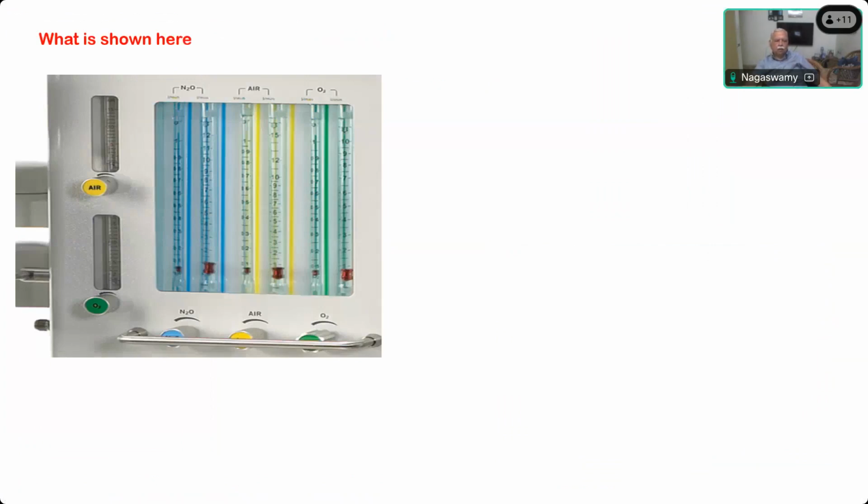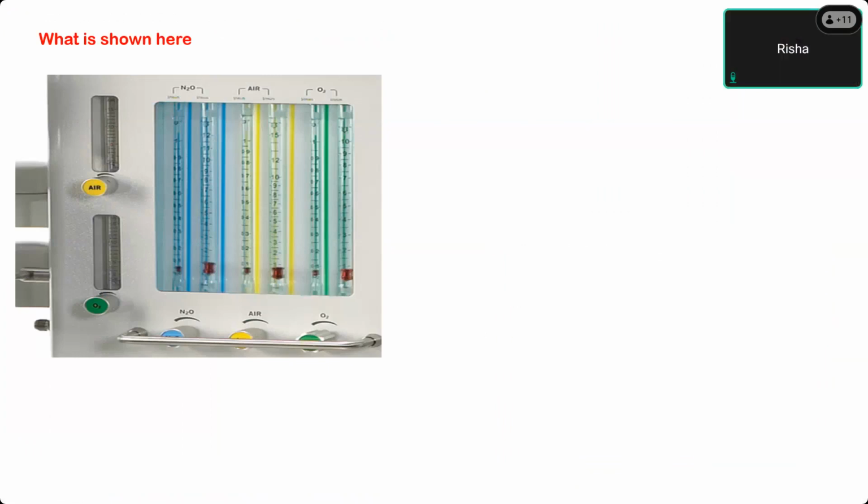But still, what all the things that you are seeing here? A twin tube flow meter assembly. Very good. Twin flow tube flow meter for three gases: nitrous oxide, air, and oxygen. Excellent. Then what else do you see? There is another flow meter here, also color-coded. Auxiliary single tube flow meter, an auxiliary flow tube for oxygen and air. Very good.